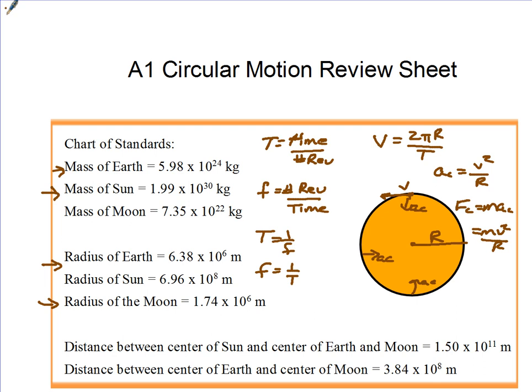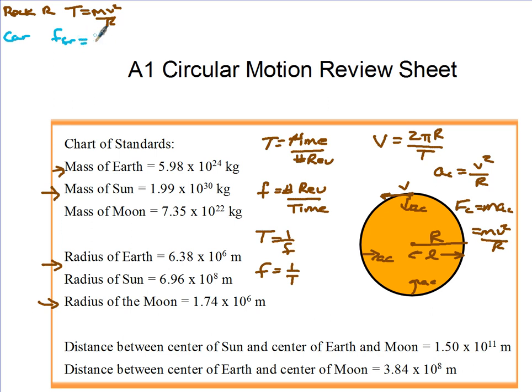So if I have a rock on a string of radius r, then the tension in that string is going to equal mv squared over r, where m is the mass of the rock, v is the speed of the rock, and r is the length of the string. Because think about it, if this is the length of your string, and you spin it around a circle, that's your radius.